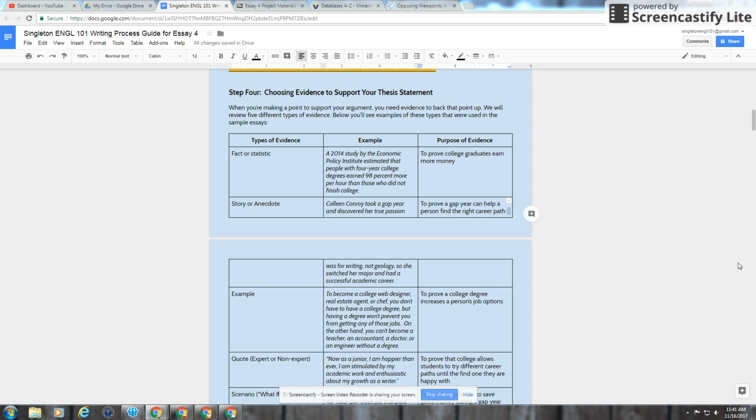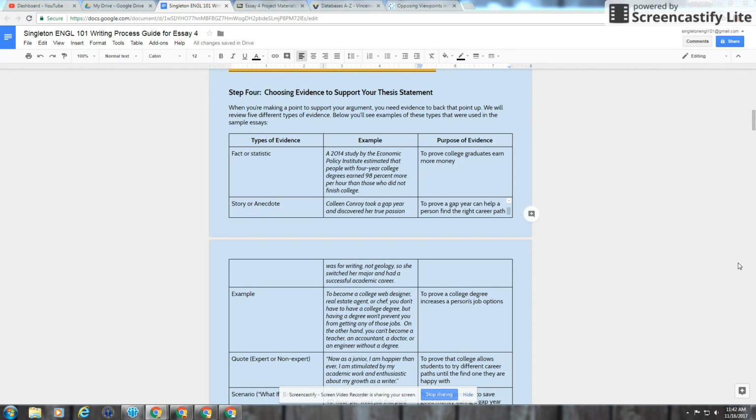Now that we've completed step 3, which was thesis development, we're ready for step 4 in the writing process guide. Step 4 is choosing evidence to support that thesis statement. So we're going to be selecting evidence that supports our reasons for believing our opinion or for our claim. You can see here that there are different types of evidence that we can use to support our claim.